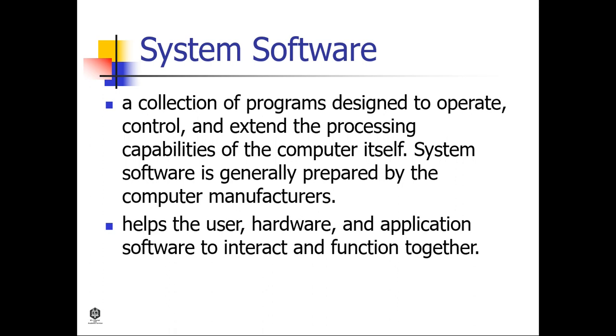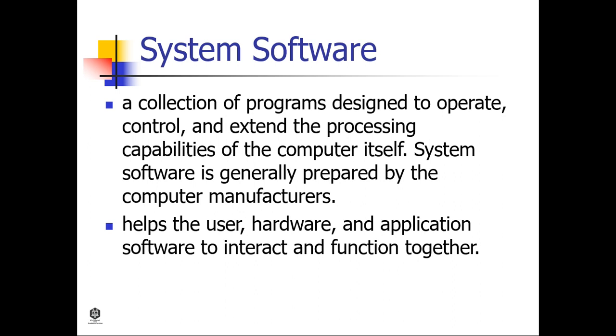The system software is a collection of programs designed to operate, control, and extend the processing capabilities of the computer itself. System software is generally prepared by the computer manufacturers. These software products comprise programs written in low-level languages, which interact with the hardware at a very basic level.